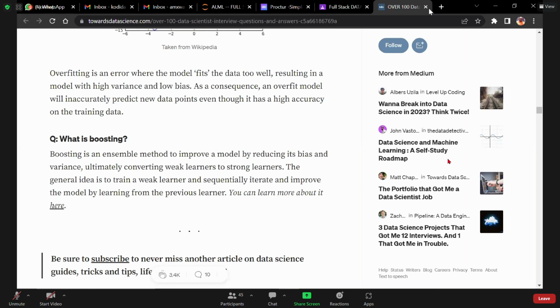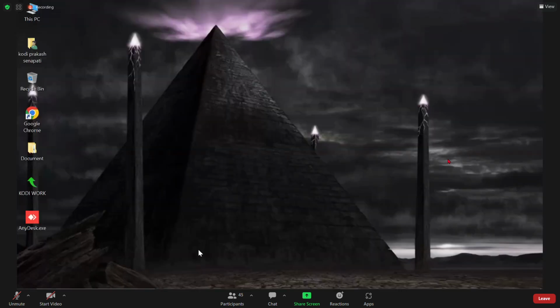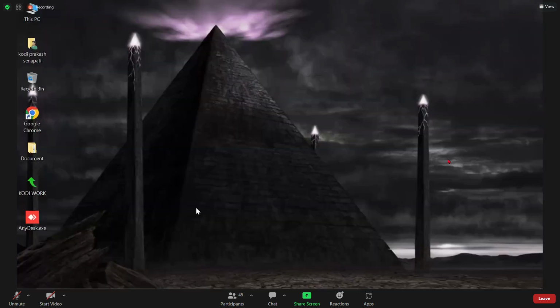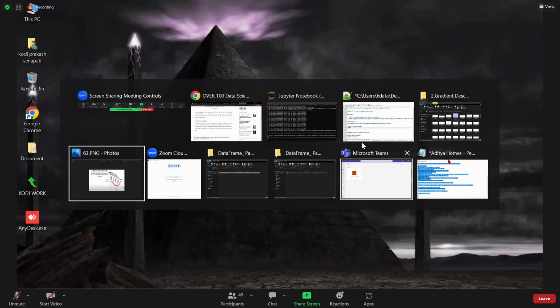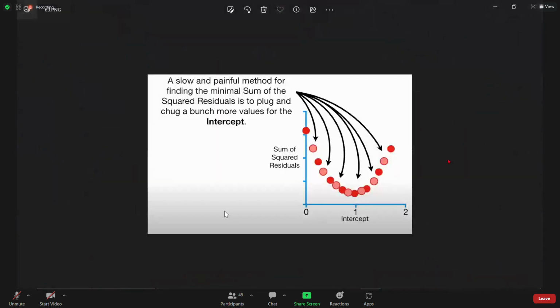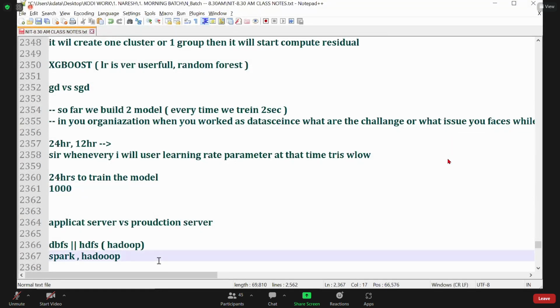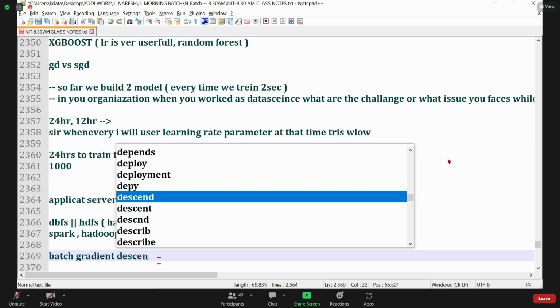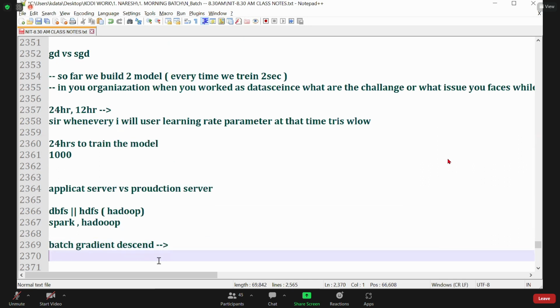This is very important. I humbly request that before you go for an interview, prepare well, and then go for it. So we completed two parts, gradient descent and stochastic gradient descent. Can we go for batch gradient descent now? Just one moment. Batch gradient descent. What is batch gradient descent?